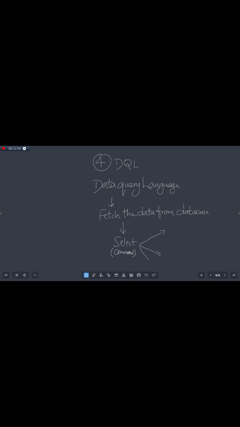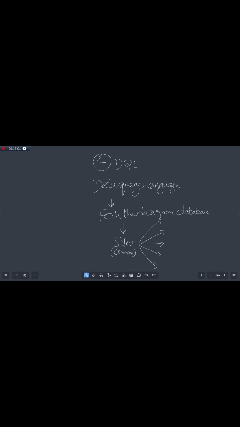The next category is DQL. DQL means data query language. In order to retrieve or fetch the data from the database, we use DQL commands. The command that we use is select. With the help of the select command, we retrieve the data from the database.